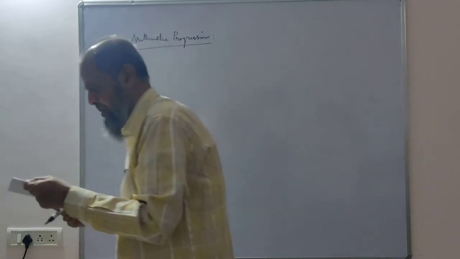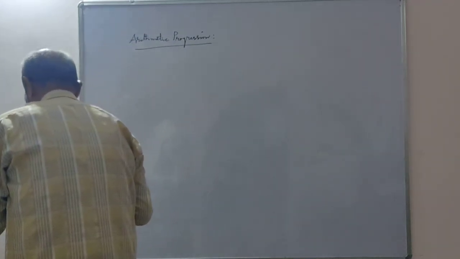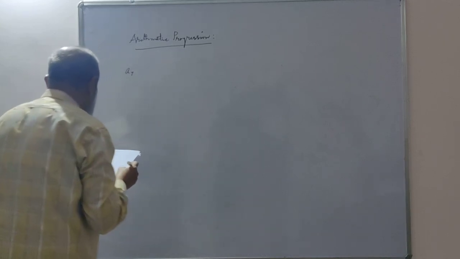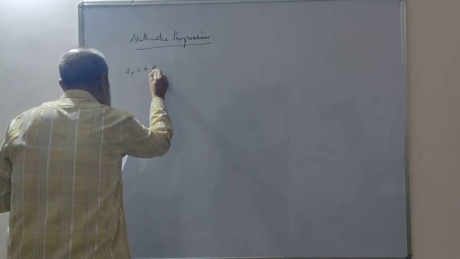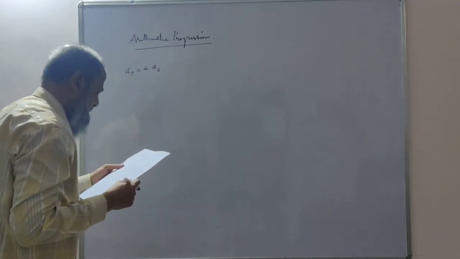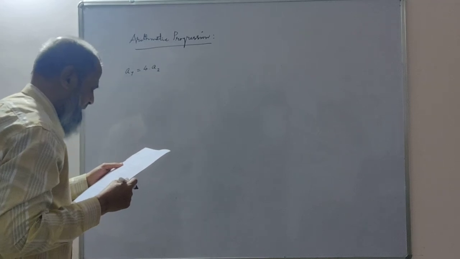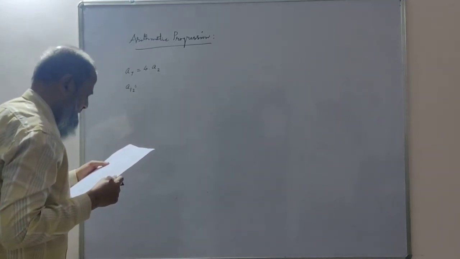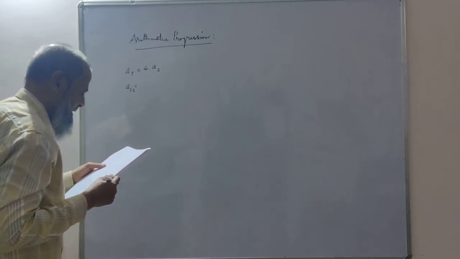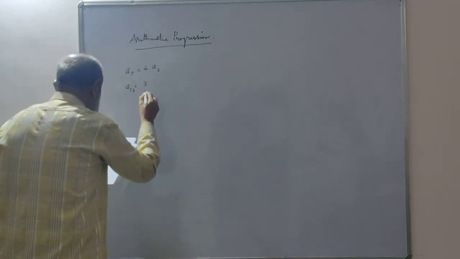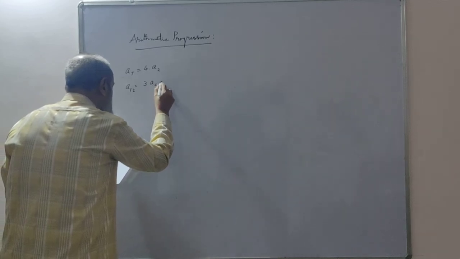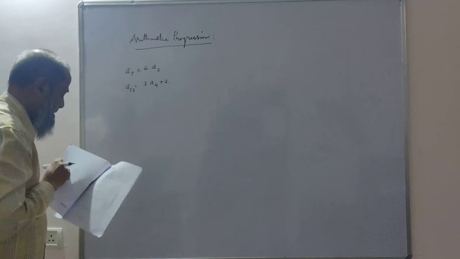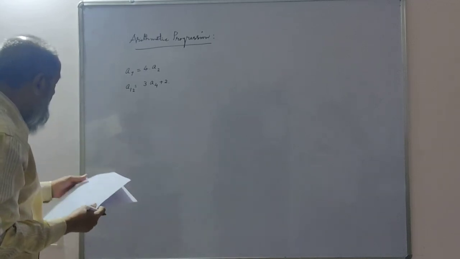Again, one more problem I'll take from the question paper only. The seventh term of an arithmetic progression is 4 times the second term, A7 = 4A2, and the 12th term is 2 more than 3 times the 4th term, that is 3A4 + 2. Find the progression. This problem is from March 2019, and it carries 3 marks.